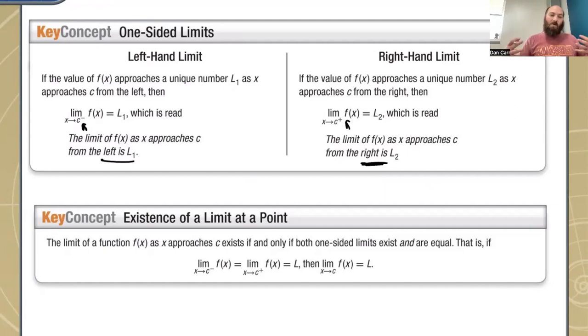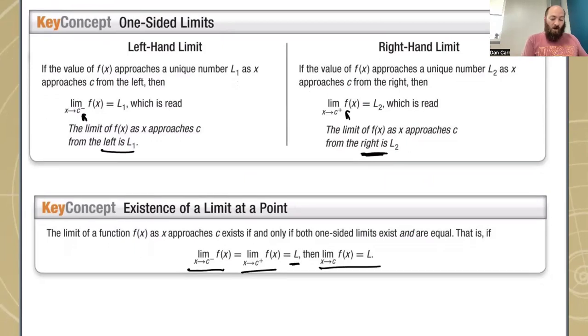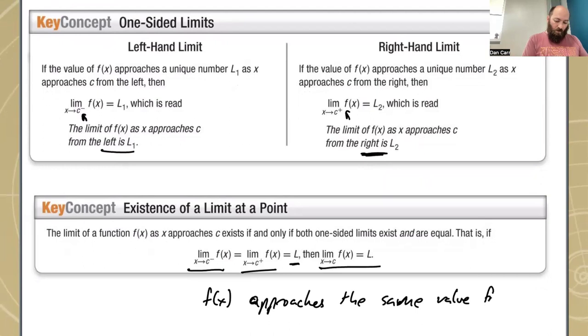So we talk about one-sided limits, and we talk about the existence of an overall limit. That happens when this is the case. If the left-hand limit equals the right-hand limit, they approach the same number L, that means my overall limit is L. So what we're saying here is f of x approaches the same value from both directions.